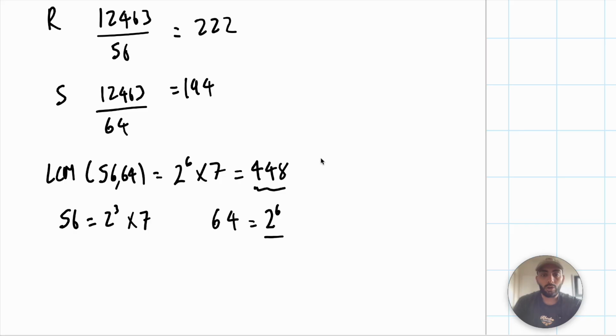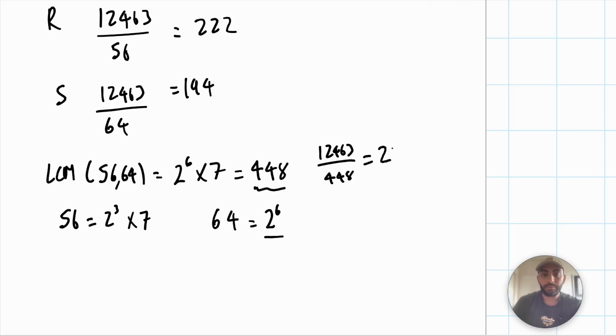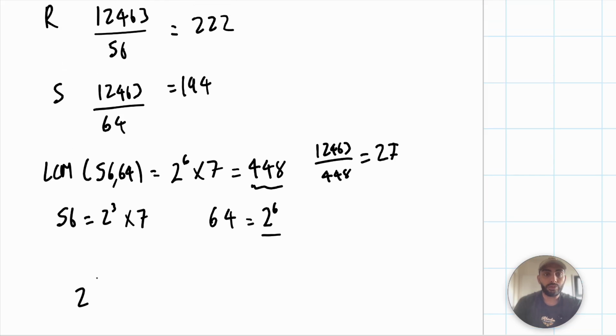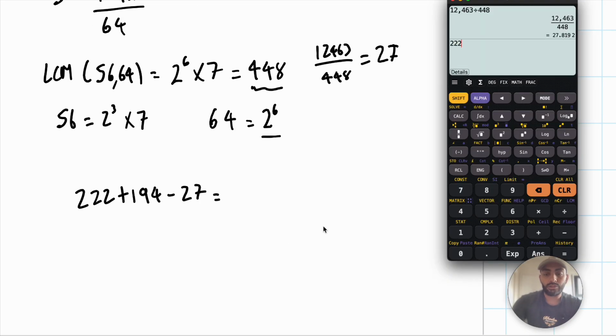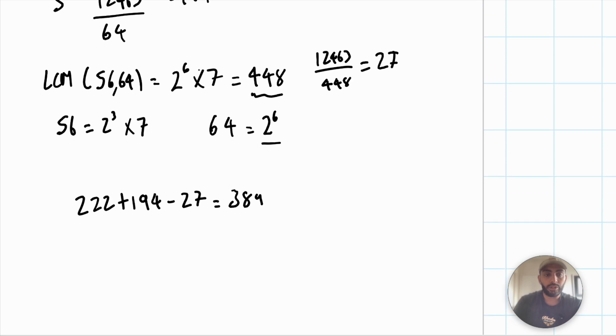I need to find out where all of the duplicates are, so I'm doing 12463 again, divided by 448. This will tell me the amount of duplicates I have. It's 12463 divided by 448, which is 27. So I'm going to add these two together and then take away 27 from that number. So 222 plus 194 minus my duplicates, 27. Let's see what we get. 222 plus 194 minus 27, which is 389. So altogether, both of them sample 389 people.